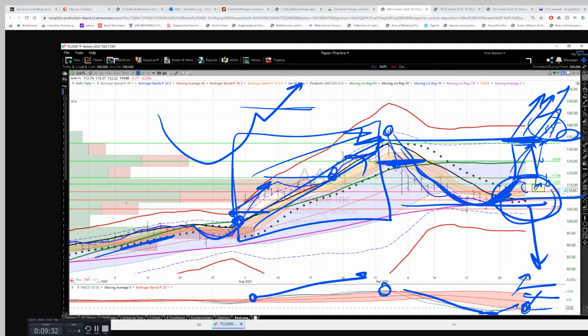So it's postured for that right here. Up we go. You want a short Apple? Good luck with that. But you'd be playing on a bet going to 90, I guess, and those 3 support levels would give you that. But man, I think there's better things to be short than that.